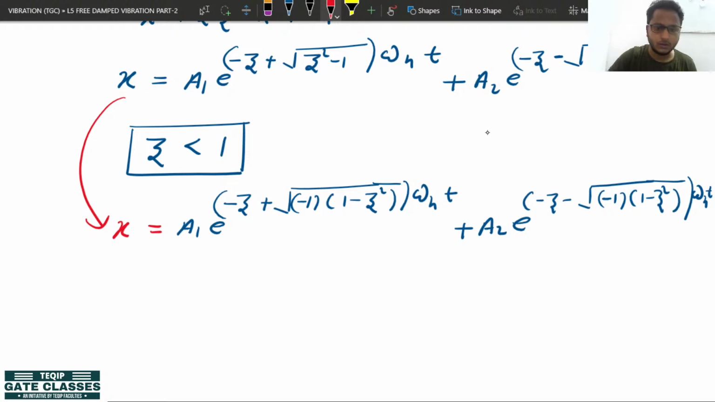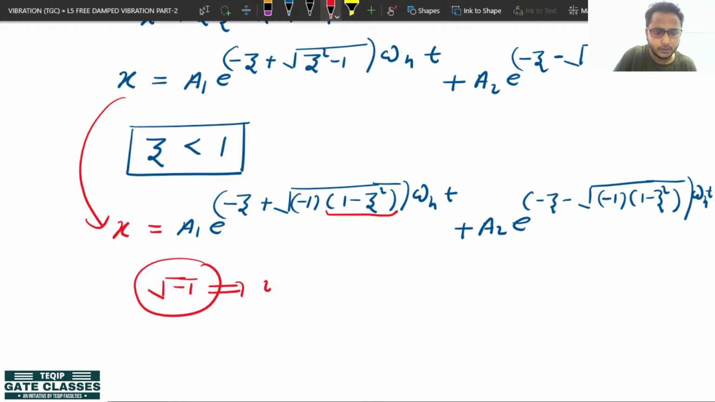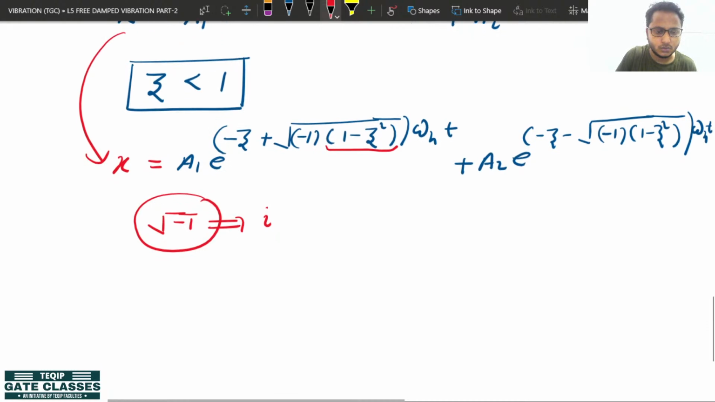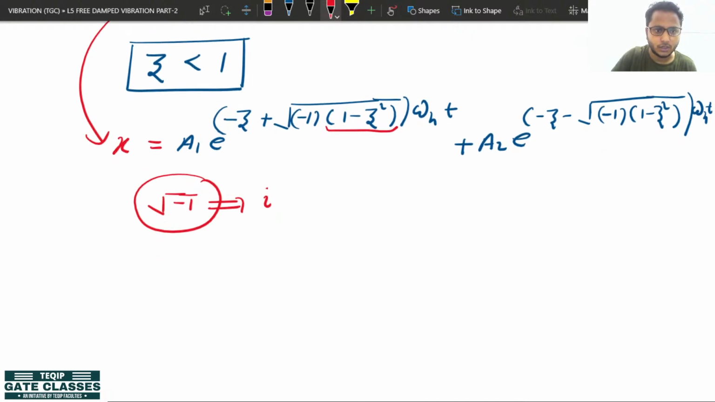Okay, we can write it because I'm taking a minus 1 common, so we will get 1 minus zeta square. Why are we writing it? Because we know that zeta is less than 1, so we do not want this term to be negative. What is the value of root of minus 1? It is iota. So now I'm going to replace root of minus 1 with iota.